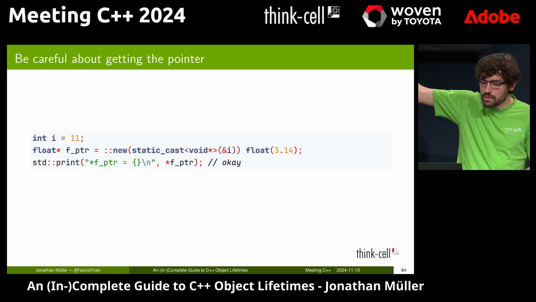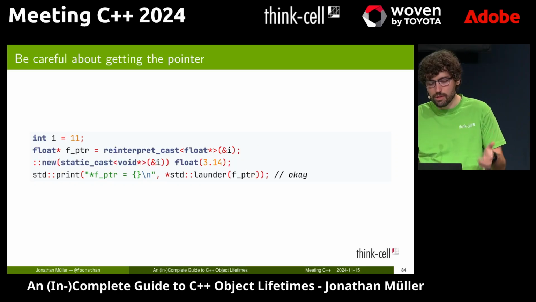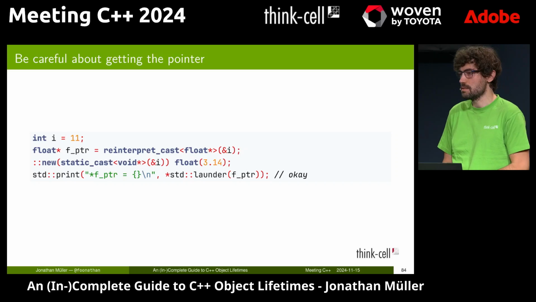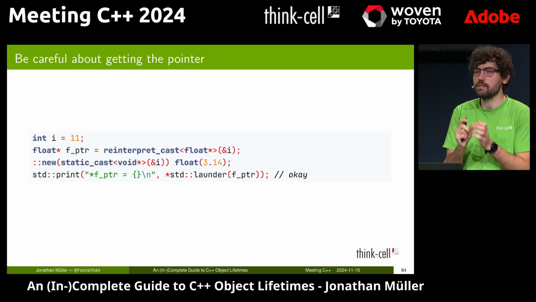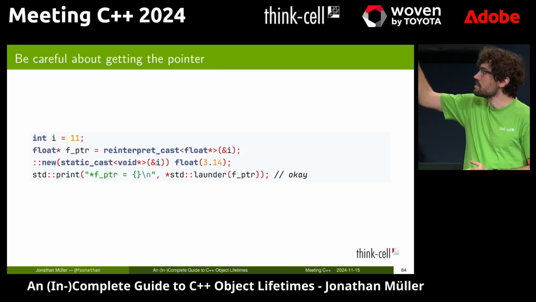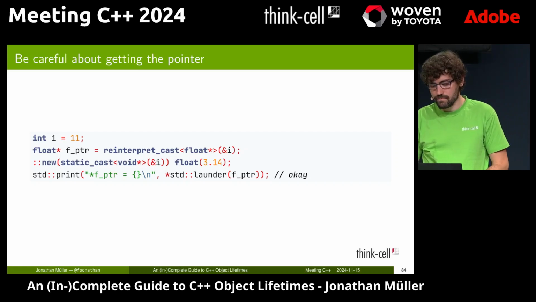So you either have to use the pointer from placement new, or use launder to update the provenance. So you have to be really careful when you do this sort of thing. The pointer sort of remembered where it came from. The provenance matters. You have to be on the lookout for that.